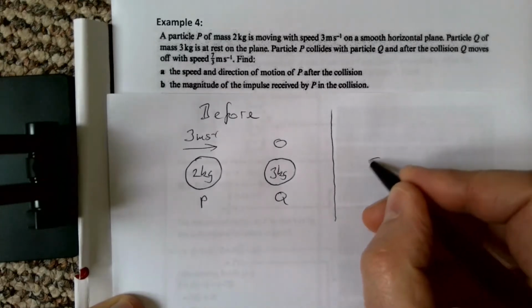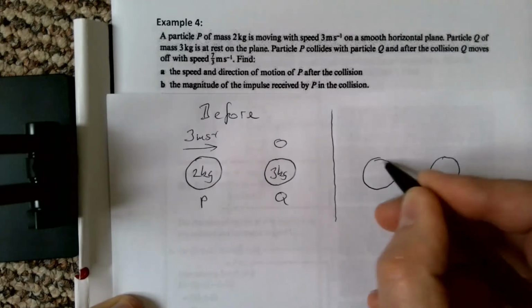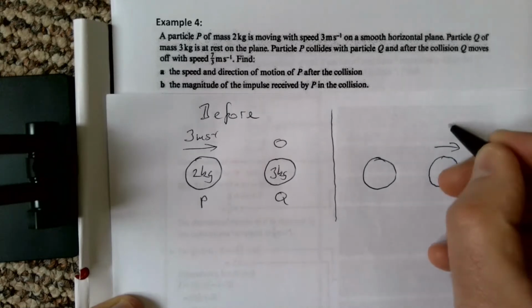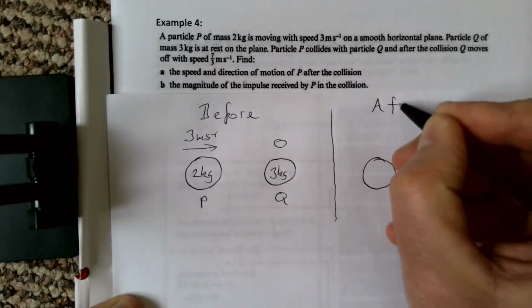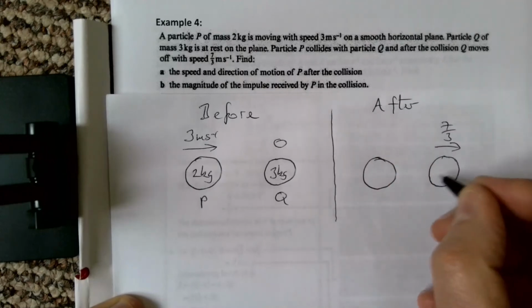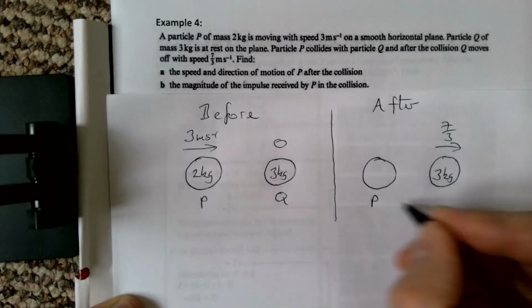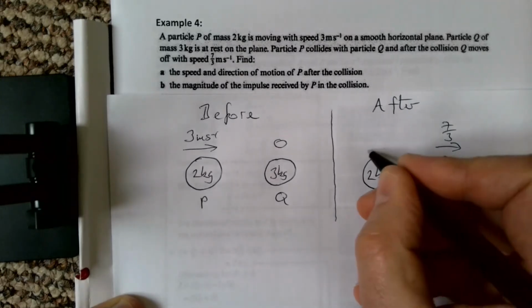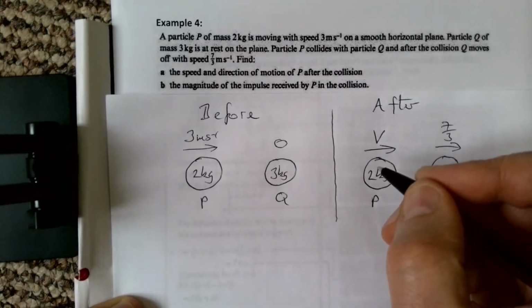After collision, they hit each other and then they head off in a certain direction. We're not quite sure what direction. After, we're told that this one goes at 7/3. I should write it after up here. And it is 3 kilograms. This is our P, this is our Q, and our 2 kilograms, then we don't know what way it's going, but that's what we've been asked to find out. So we're going to call that V.